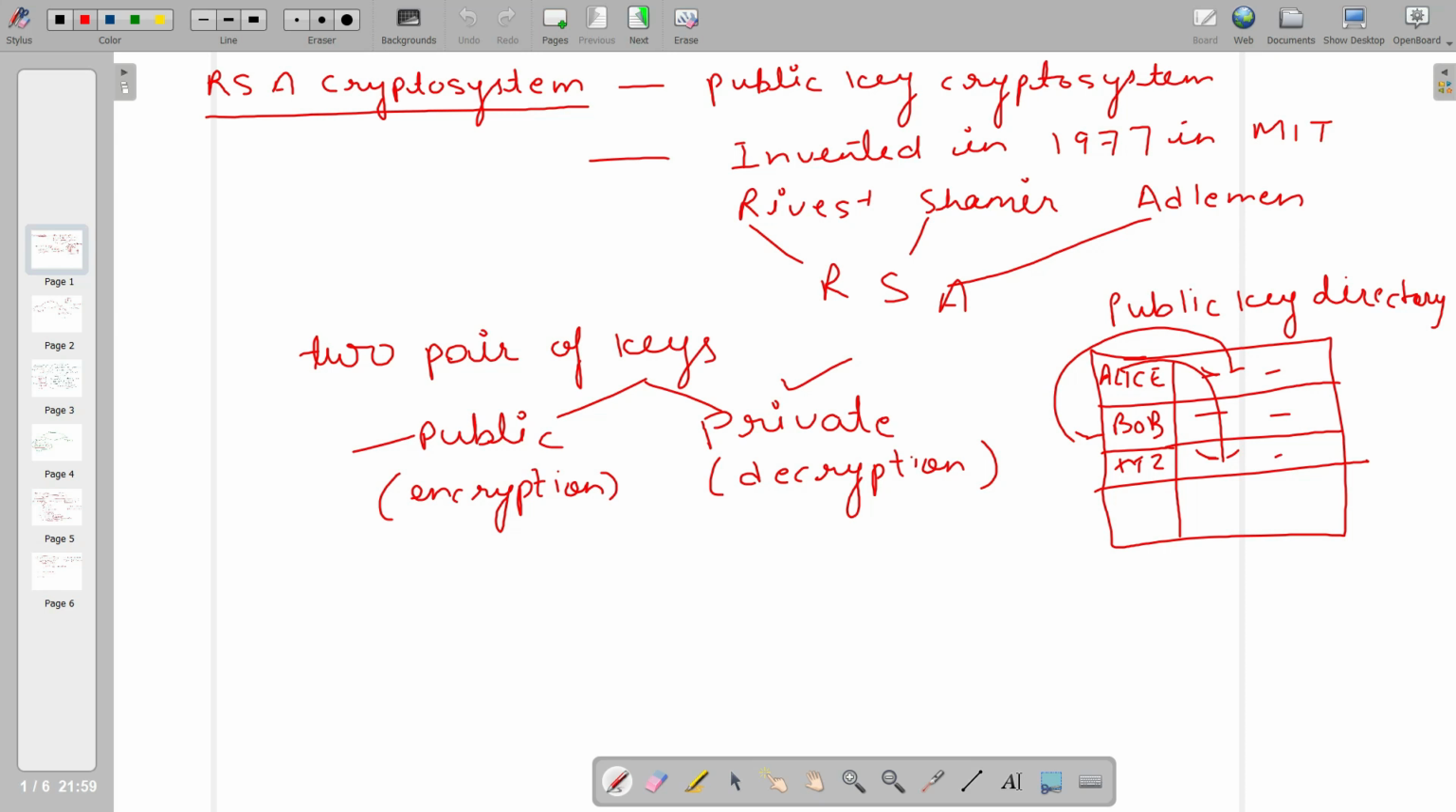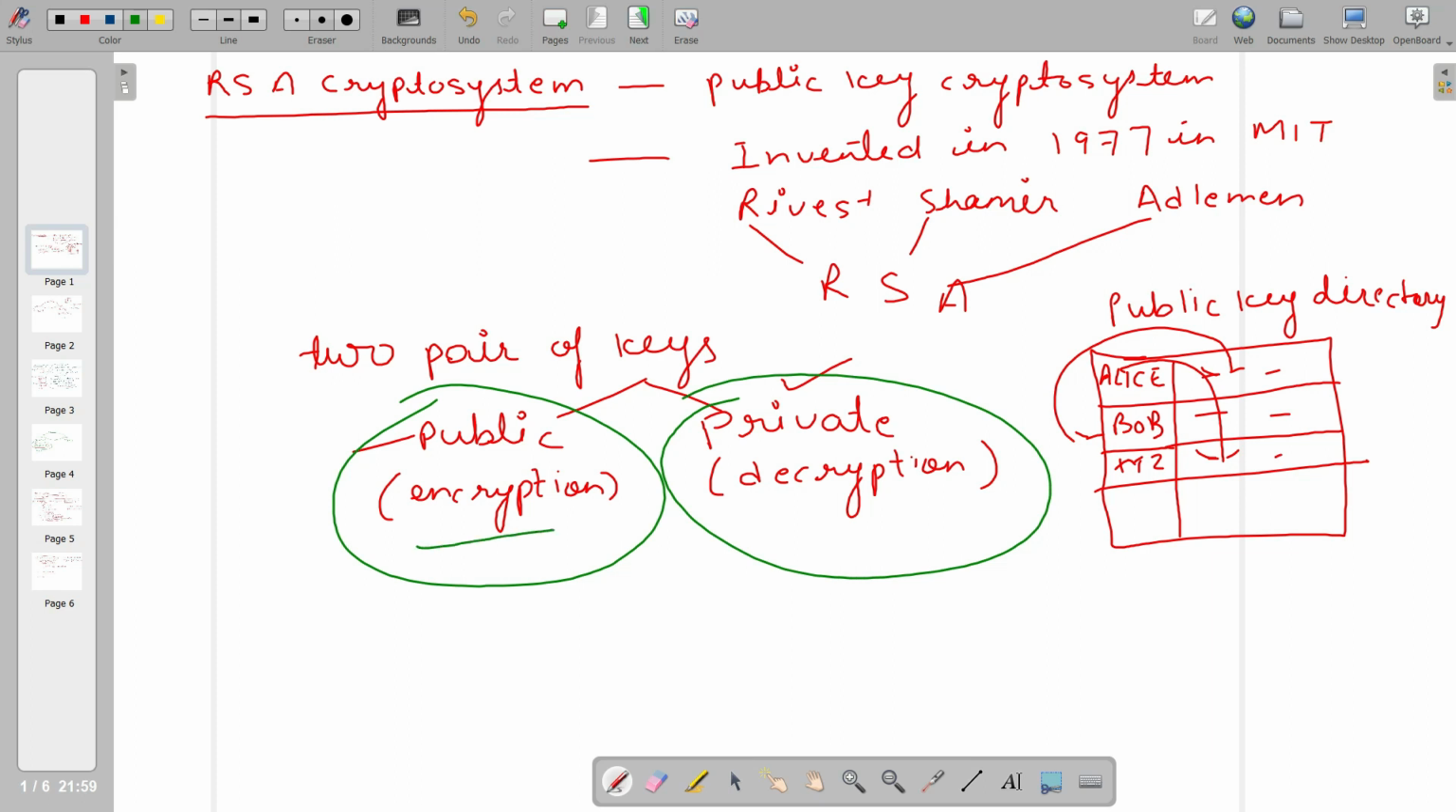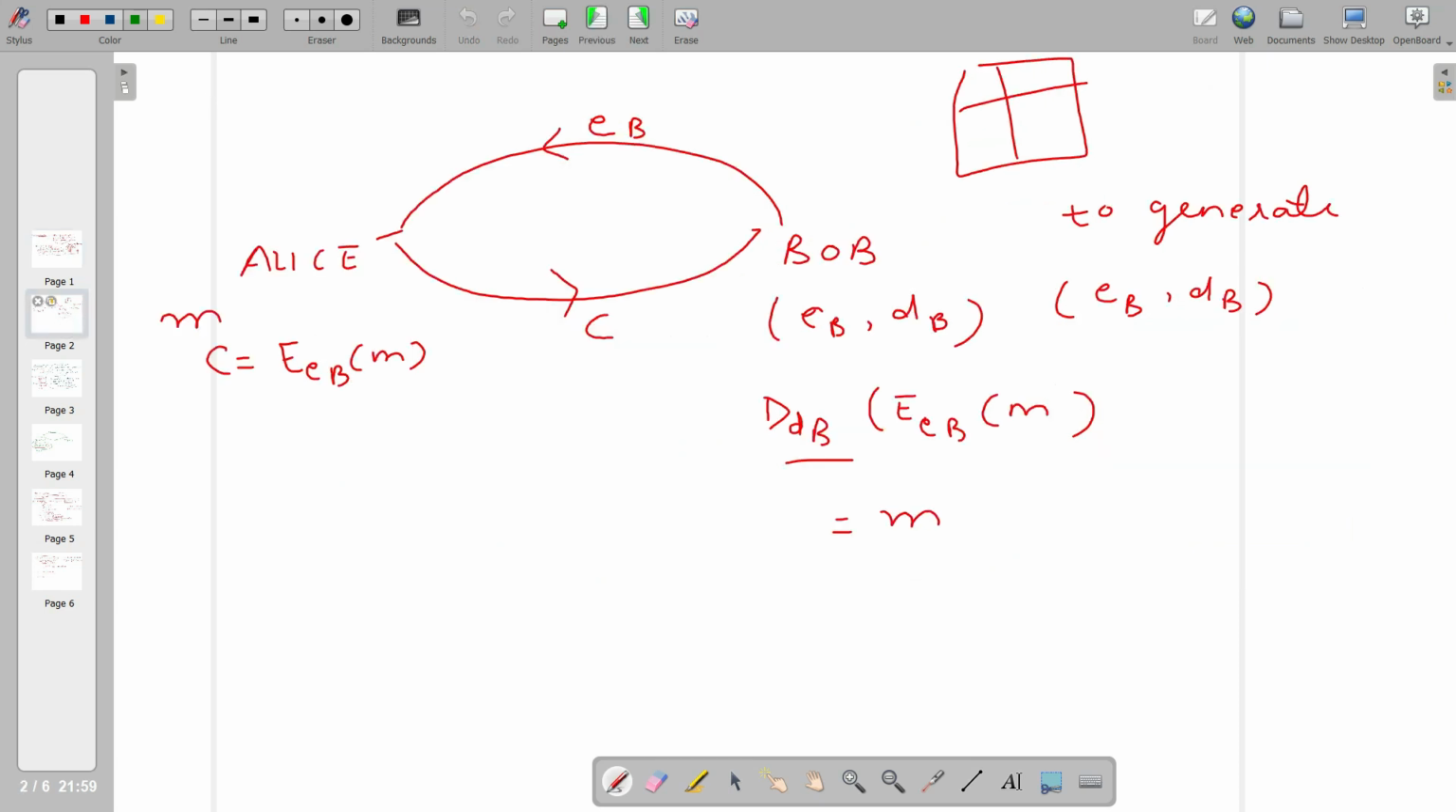One is known as the public key, and the other is known as the private key. The public key is used for encryption and the private key is used for decryption. Then we have a public key directory. Every person involved in the crypto system can put their public key in this directory, and whoever needs it can collect it, because it is public. Everyone has their own private key and public key.